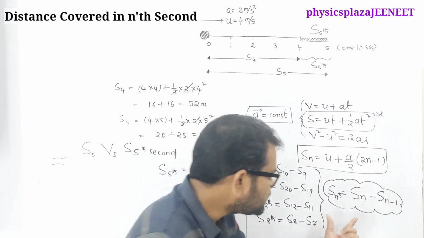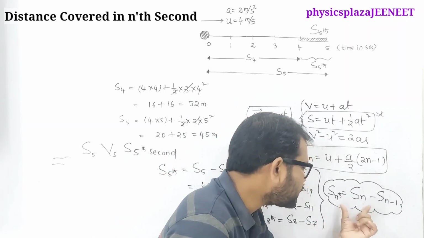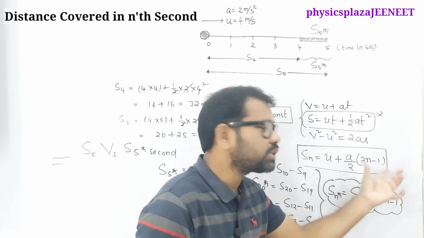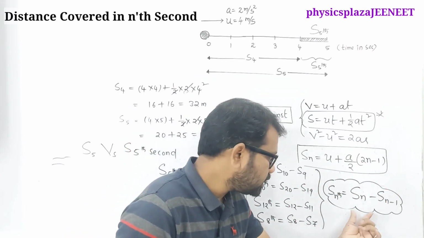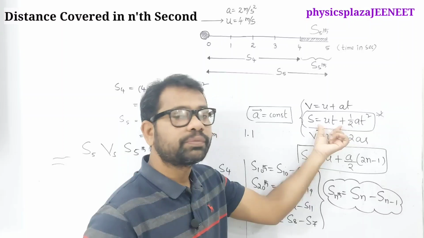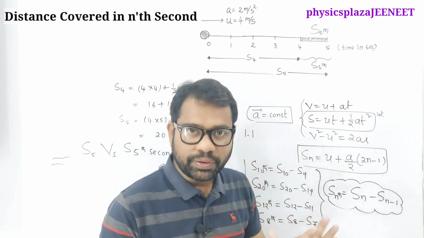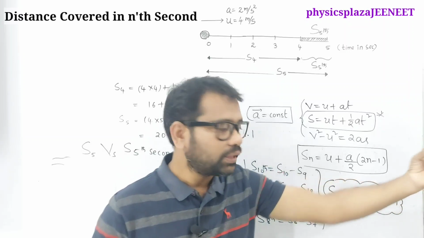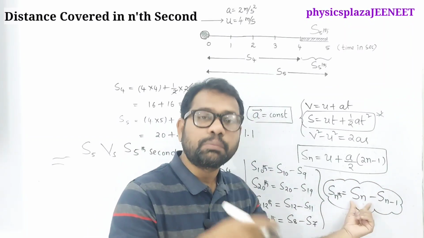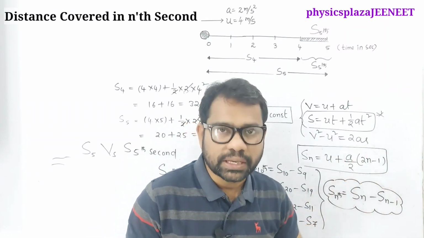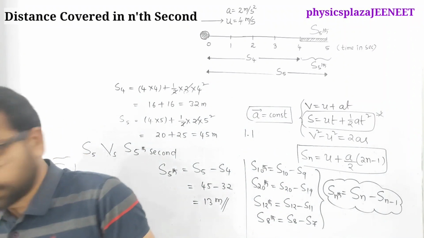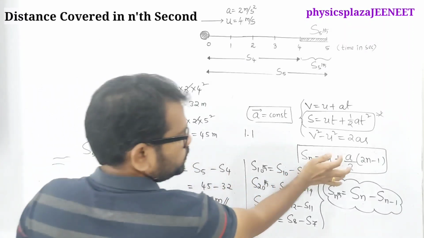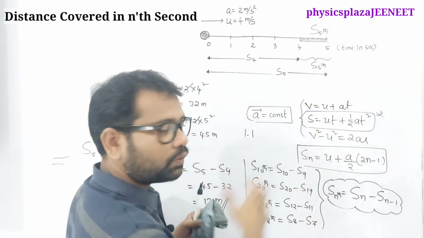So that's it. This is the main idea behind the derivation of Sn is equal to u plus a by 2 into 2n minus 1. Very simple. So this point only we are going to apply for this. Then we get this derivation. Got a feel? So what is the distance covered in the nth second? That is distance covered in n seconds minus distance covered in n minus 1 seconds. Now let us see the derivation part, how we got. Same numericals we can use this formula and we'll get like this. We will see that.